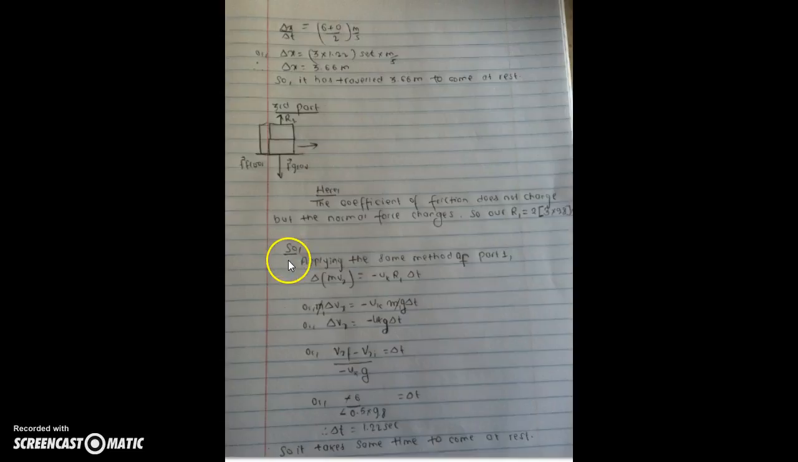Now applying the same method as in part 1, I calculated the change in time, which is the same 1.22 seconds. So we can figure out from this that even if we add to the amount of mass, the time it takes doesn't change, given that it is pushed with the same initial velocity.